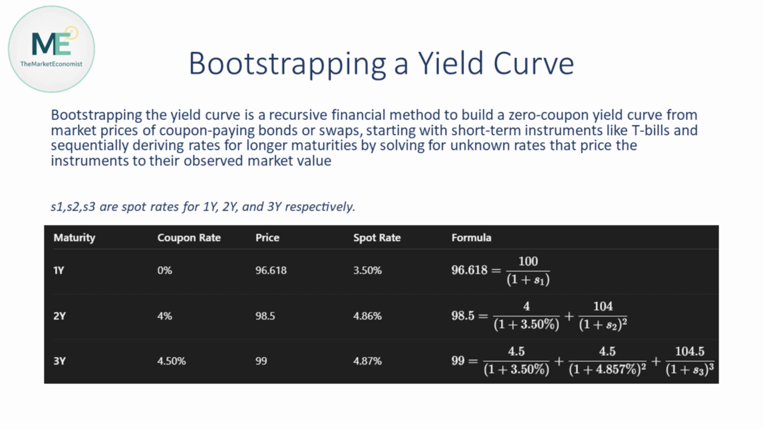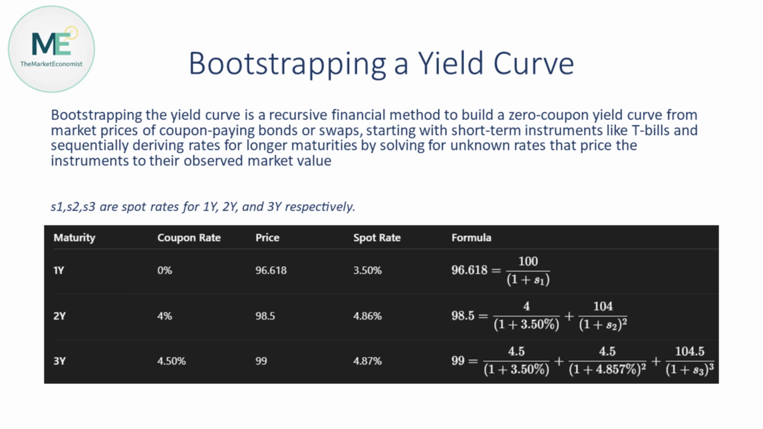And then for the third bond, again we do the same thing. 99, which is the price, is equal to 4.5, which is the coupon, 4.5 upon 1 plus 3.5% plus 4.5 upon 1 plus 4.86% whole square plus 104.5 upon 1 plus S3 whole cube. That way you arrive at S3, which is 4.87%.